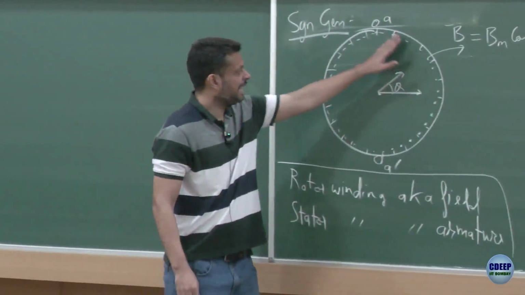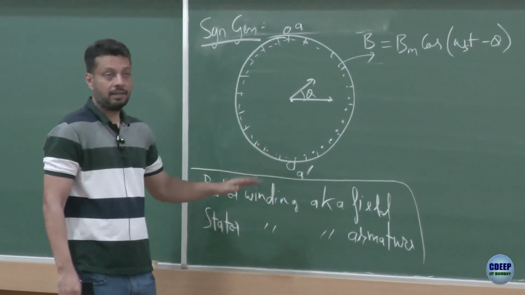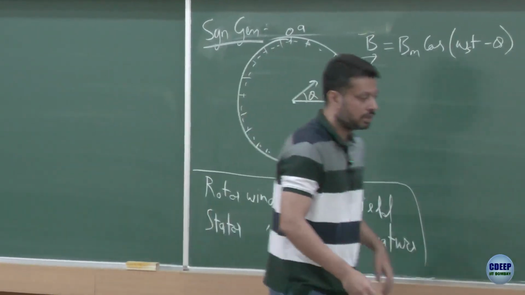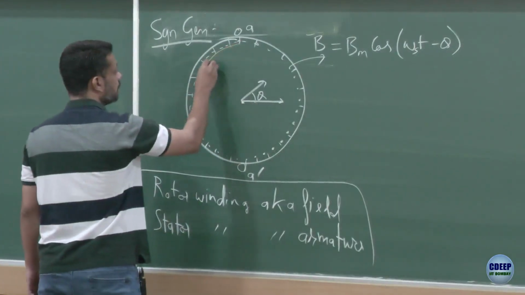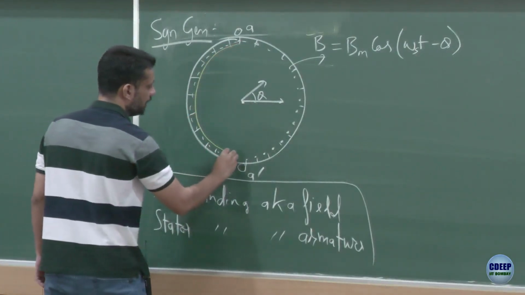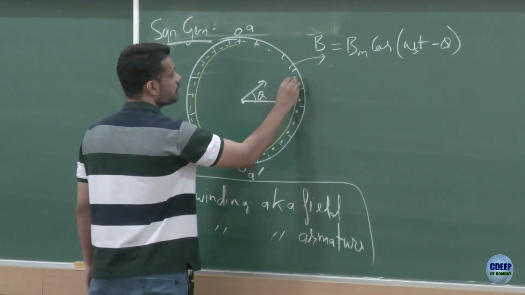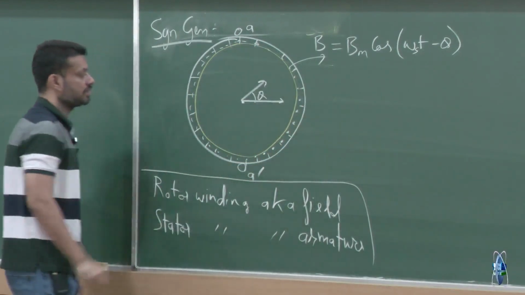Okay, now if you have the air gap flux density, and of course inside you have a rotor, the rotor could be of different geometries. For now, let me just draw a circular rotor just to make our imagination simple.